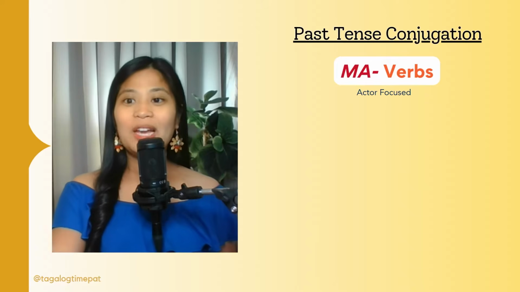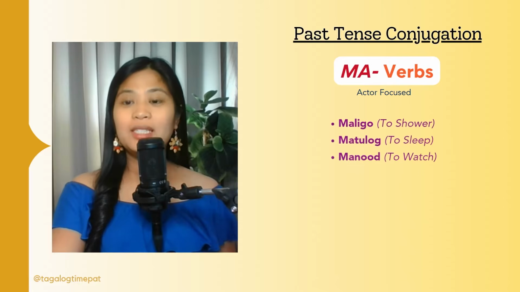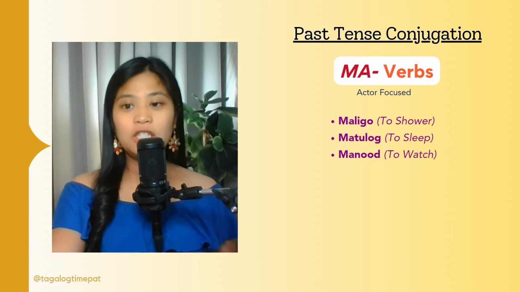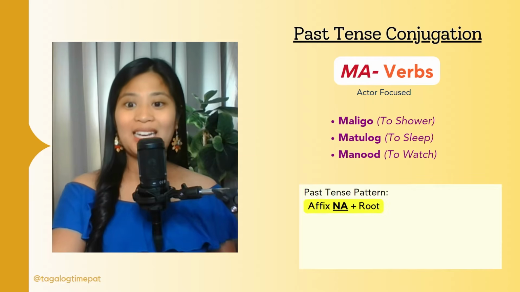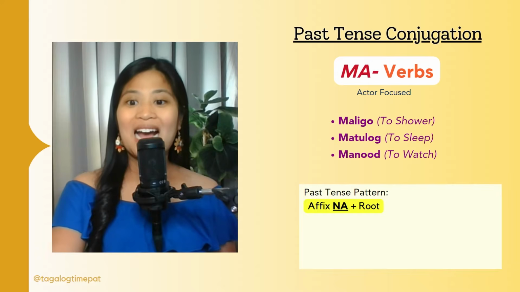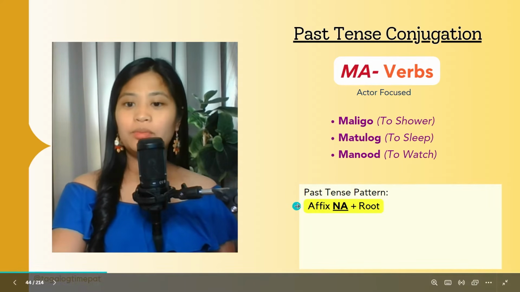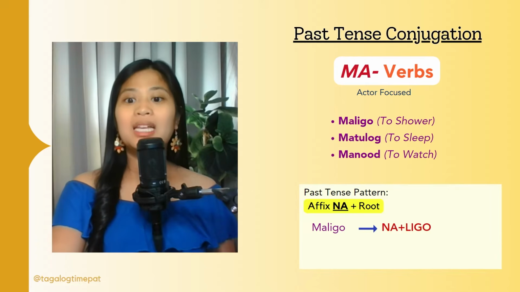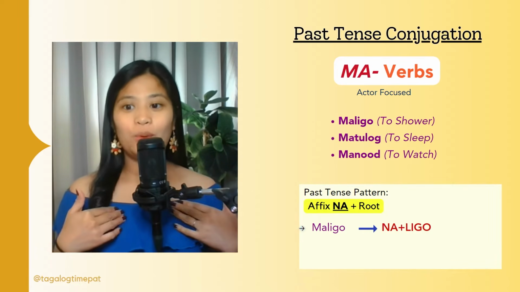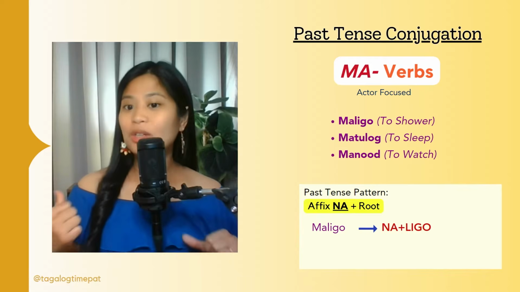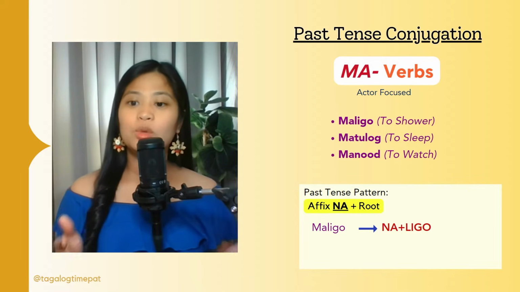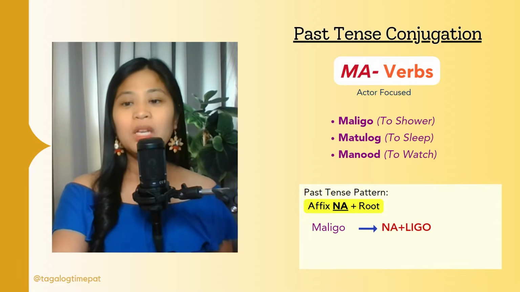All right, now let's take a look at ma-verbs. They have a very similar pattern. These are also actor-focused, and some examples are maligo, to shower, matulog, to sleep, manood, to watch. In the past tense, this is the pattern for ma-verbs. Now the affix is na, and then it's the root. For example, maligo becomes naligo. Naligo ako, I took a shower. Naligo siya, he took a shower. So it's just naligo. You jot it down.